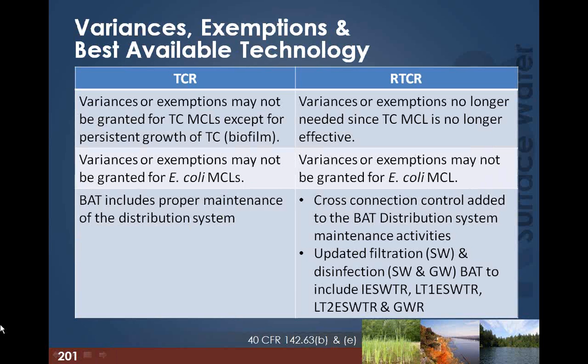In terms of variance and exemption, and that's available technology, under the RTCR, public water systems cannot be granted variance or exemption. Under the RTCR, cross-connection control was added to proper maintenance of the distribution system. Also, updated filtration, disinfection, best available technologies were added to include the interim enhanced surface water treatment rule, the LT1, LT2, and the groundwater rule.